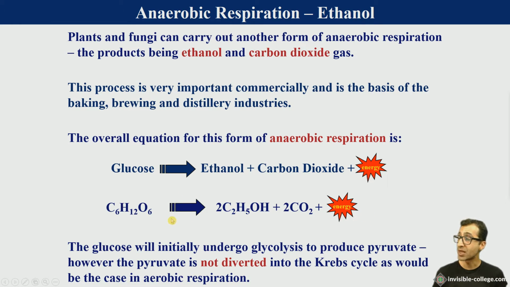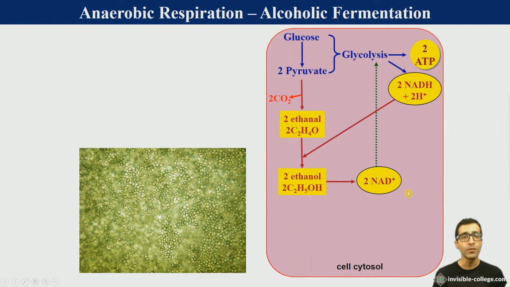So the glucose will initially undergo glycolysis to produce pyruvate, but then under anaerobic conditions the pyruvate is not broken down all the way to carbon dioxide as it would be in the Krebs cycle, because there isn't enough oxygen available. Instead it is broken down to form alcohols. So this process is illustrated here.